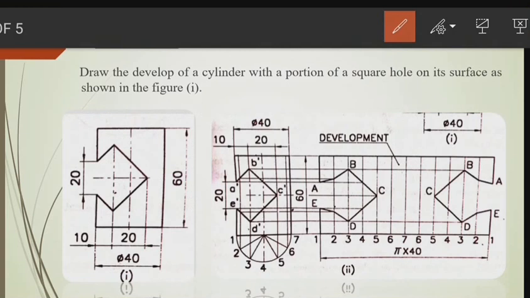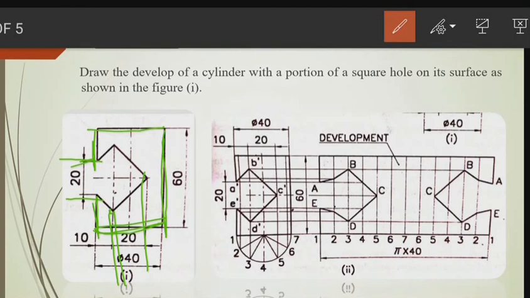Here you can see the front view of a cylinder having a base of 40 mm and a height of 60 mm, and a square hole inside like this shape. This width will be 20, inside is 20, and this distance is 10, and the outside is also 20, this cut portion is 20, and inside will be a square. So before drawing that, we have to find some more lengths.